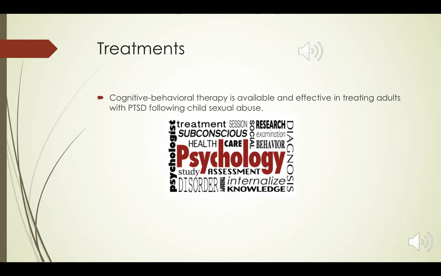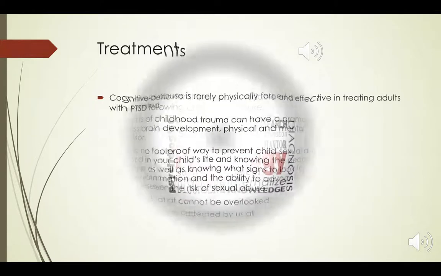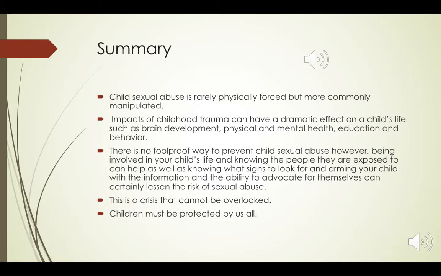Cognitive behavioral therapy is available and effective in treating adults with PTSD following child sexual abuse. In summary, child sexual abuse is rarely physically forced but more commonly manipulated. Impacts of childhood trauma can have a dramatic effect on a child's life, such as brain development, physical and mental health, education, and behavior. There is no foolproof way to prevent child sexual abuse.